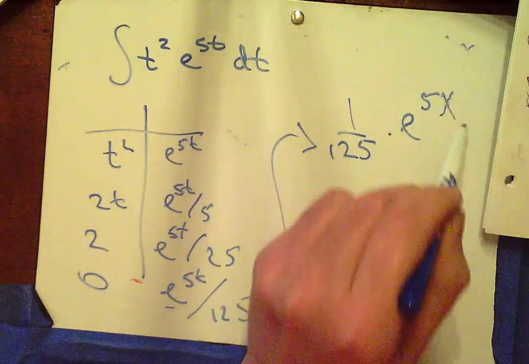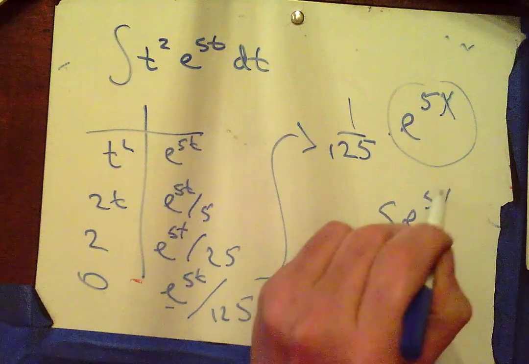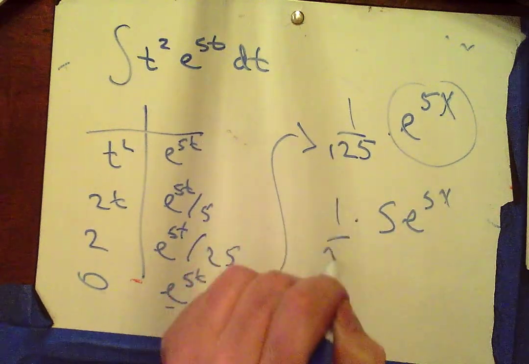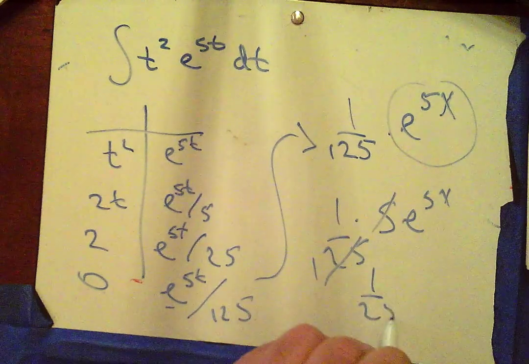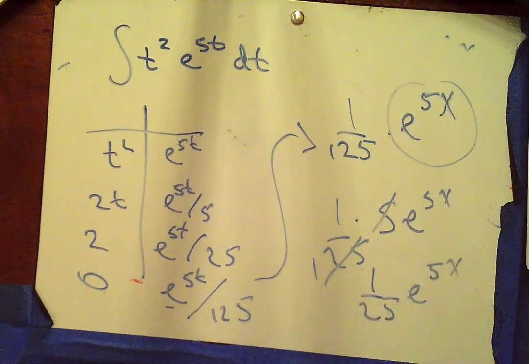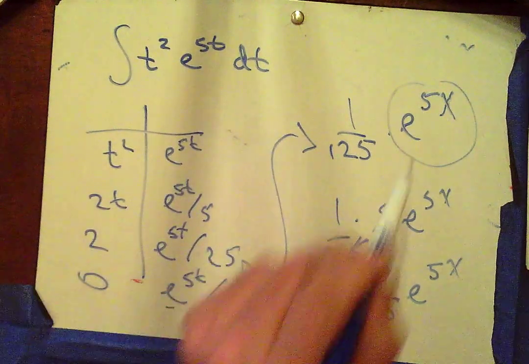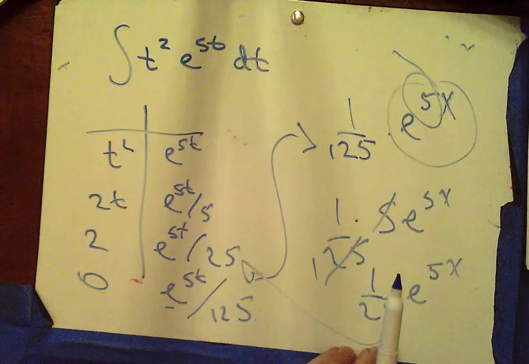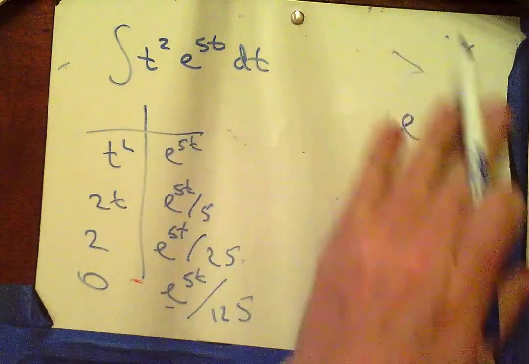So if I take the derivative of e to the 5x, that's going to be 5 e to the 5x times this constant. And lo and behold, I've got some canceling. And look, there it is. So really, every time I go back, I've got to multiply by another 5, or multiply by the derivative of that inside function every time I go back.